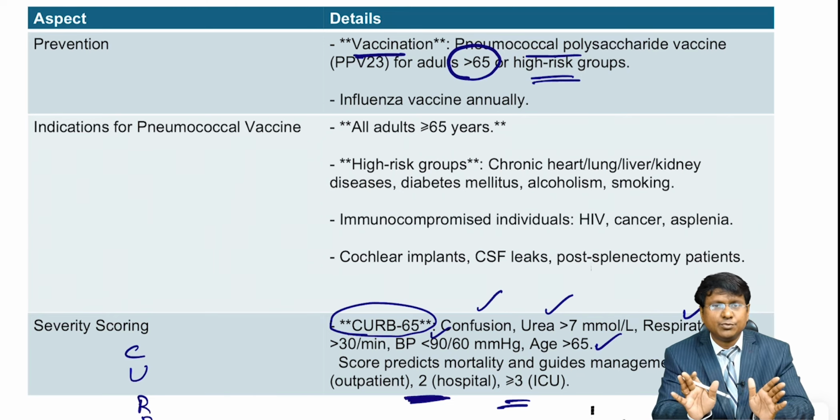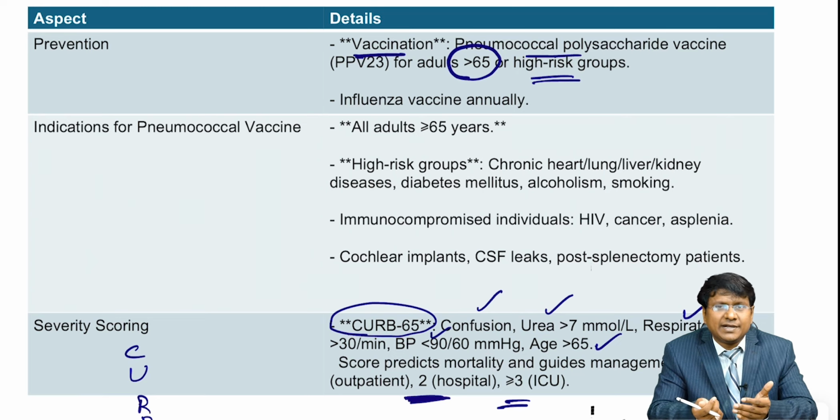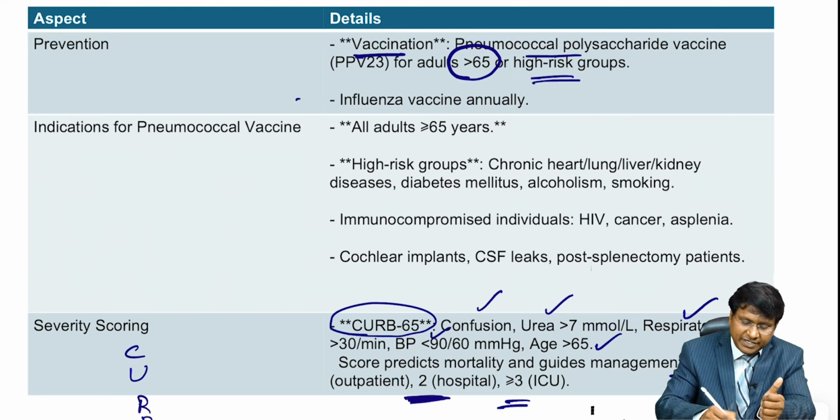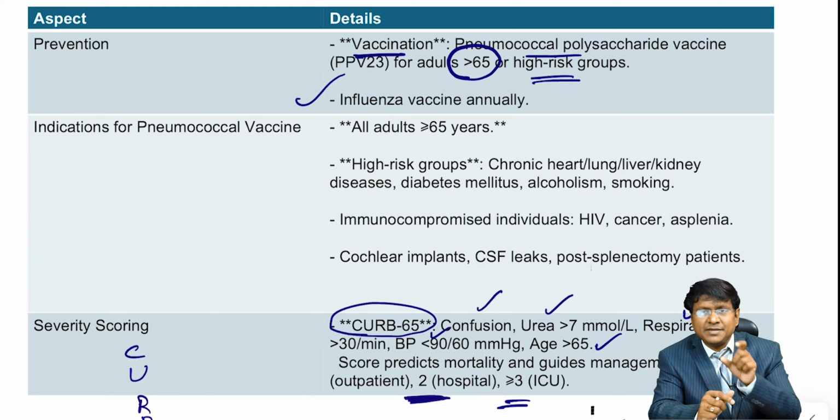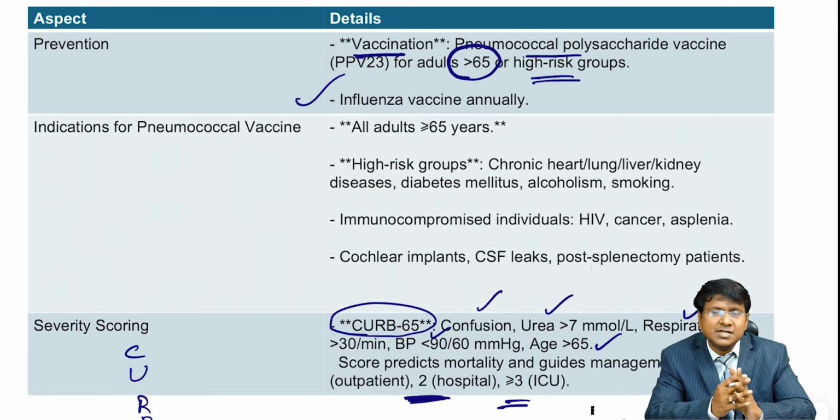You need to give the pneumococcal vaccine. And another important organism that can be causing pneumonia is the influenza. So the influenza vaccine also has to be given annually. But at the same time, you need to know which group of individuals require this pneumococcal vaccine or the influenza vaccine.